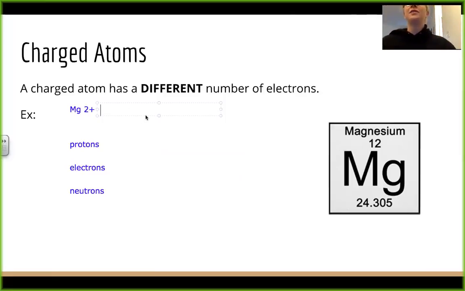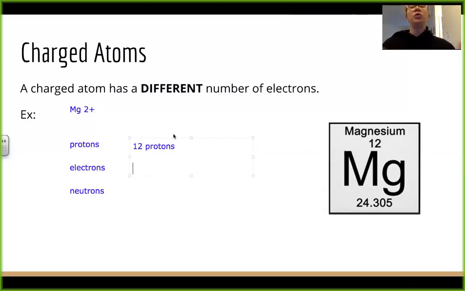So if it has a charge of 2+, our protons are going to be the same exact number. Looking at our periodic table, we'll see a 12 for our atomic number, so magnesium still will have 12 protons. Now electrons. If we are getting an atom that has a positive charge of 2, how many electrons are we going to have here?